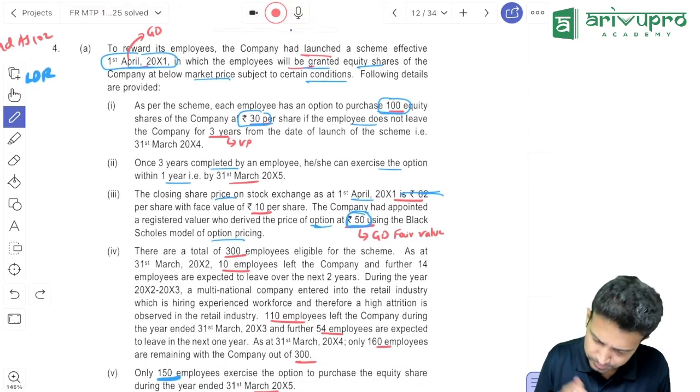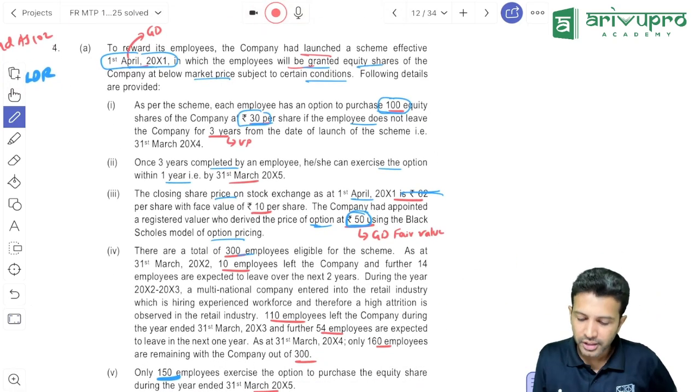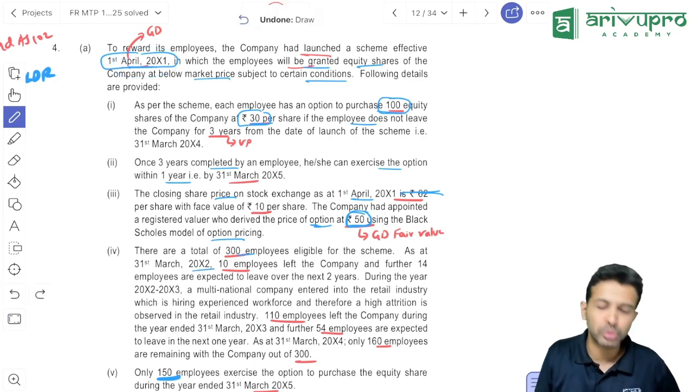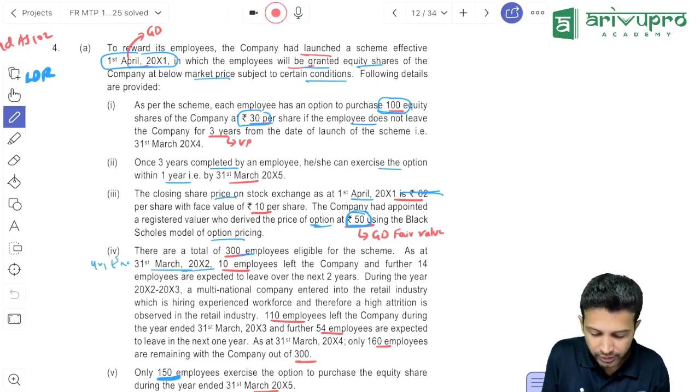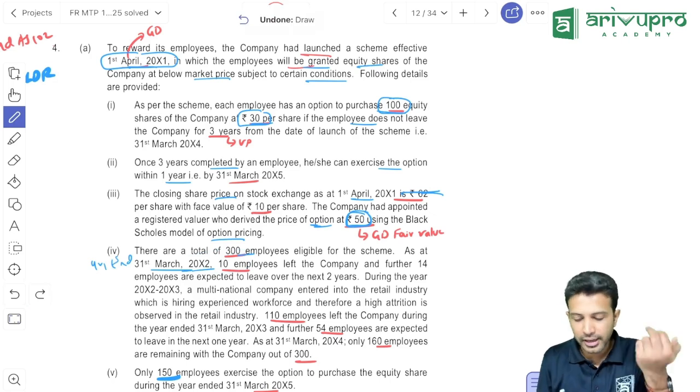Normal problem now. There are totally 300 employees eligible for the scheme. As of 31st March 20x2, we came up with the scheme on 1st April 20x1. Now we are on 31st March 20x2. So that means year 1 ending. At year 1 ending, out of the 300, 10 employees have already left.